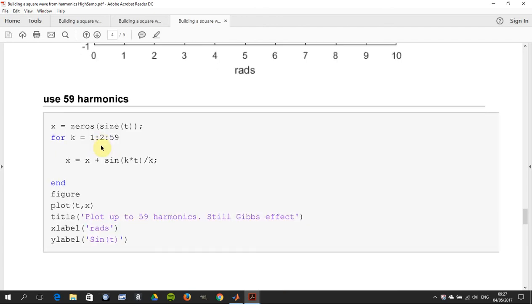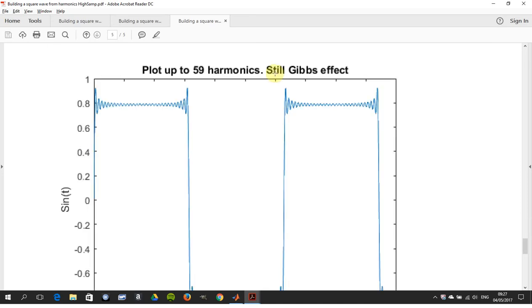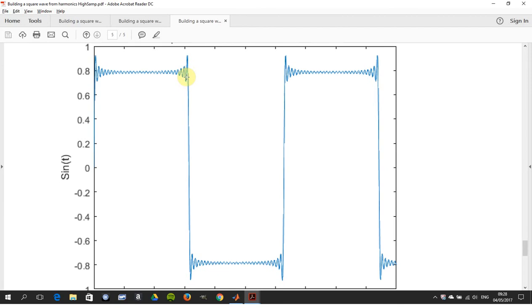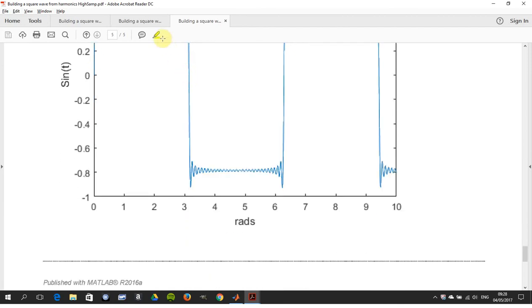Just a note, I put that in the title of the graph, we still have ringing around the discontinuities, so we still have that Gibbs effect there. Okay, so that's quite simple.